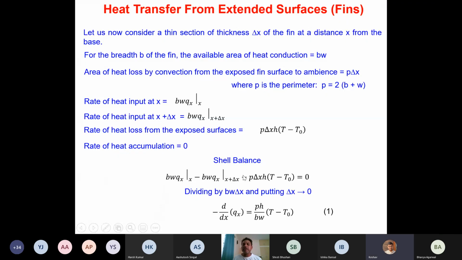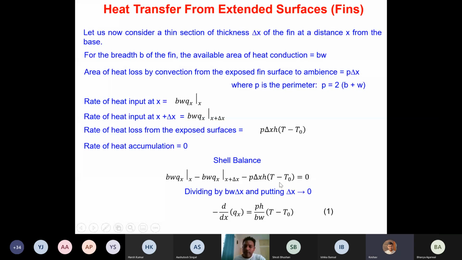So this heat balance, we can have b w q_x at x minus b w q_x at x plus delta x minus P delta x h (T minus T naught) equals 0. So we can divide this entire equation by b w delta x and put delta x tends to 0. We have done this several times. So what we get is minus d by dx of q_x equals P h divided by b w times (T minus T naught). This is the equation we have obtained from the shell balance.